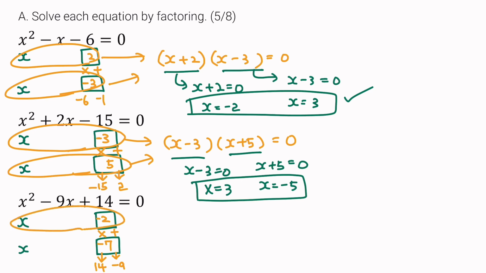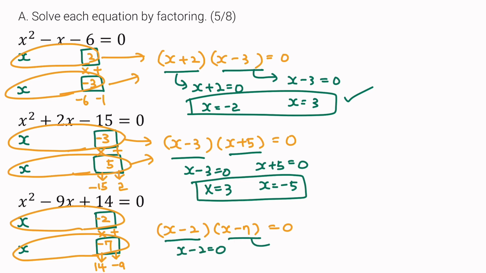My first binomial will be x minus 2. Second binomial, x minus 7. Meaning our x will equal to, it's either x minus 2 is equal to 0 or x minus 7 is equal to 0, meaning our x is equal to 2 or x is equal to 7. And those two are our values for x for this last quadratic equation.